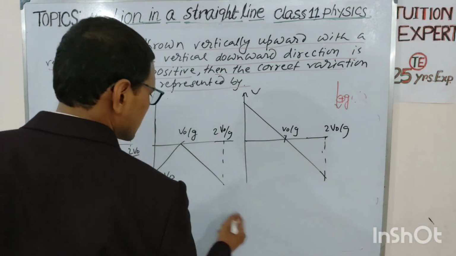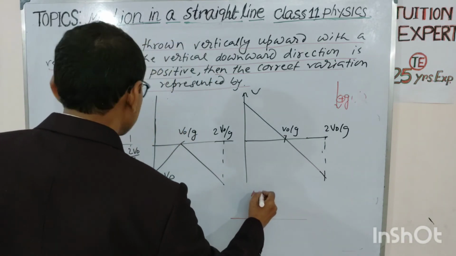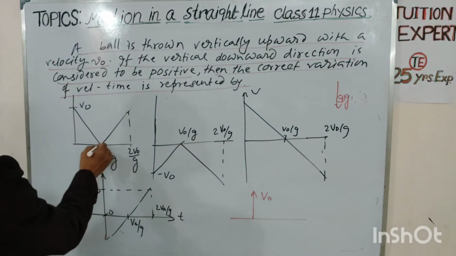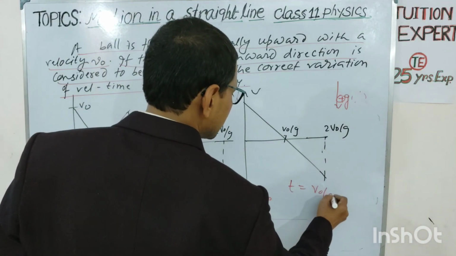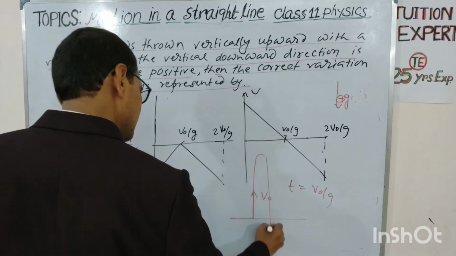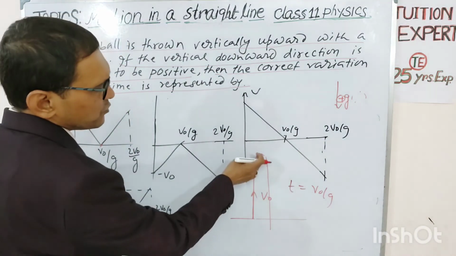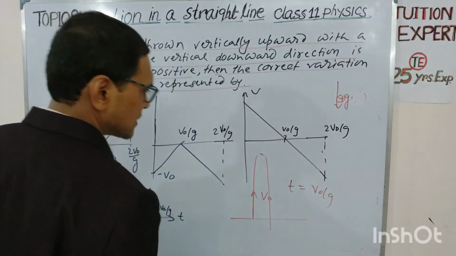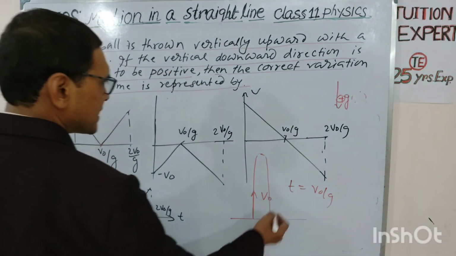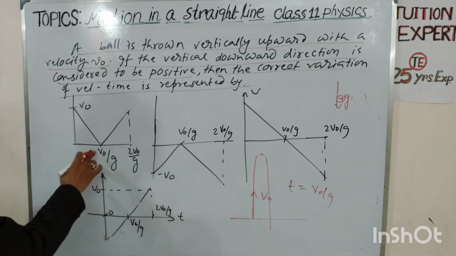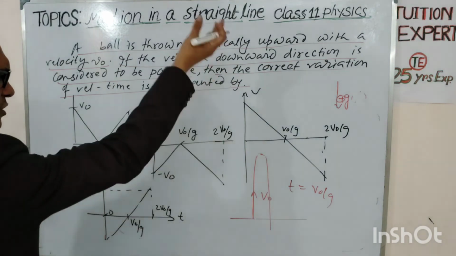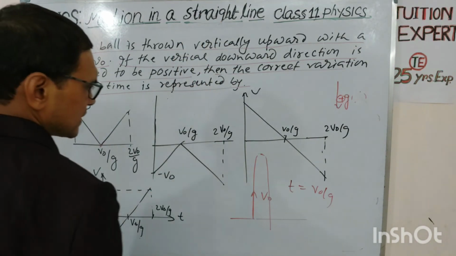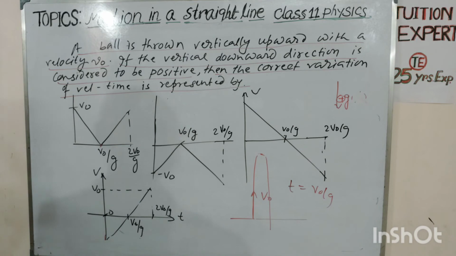Now, if a body is projected with velocity v0, the time of ascending is v0 by g, that is after v0 by g, t equal to time of ascending, and the time of flight is 2v0 by g. In all options these are given. Now which one is correct? When a body is projected upward, its velocity is maximum, that is v0.